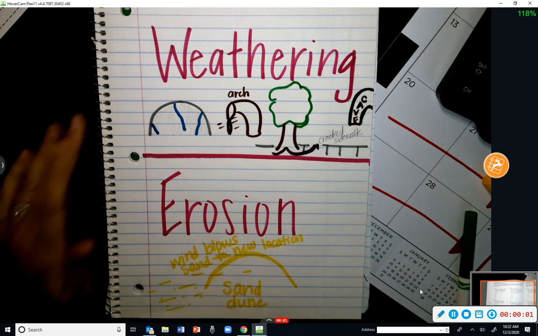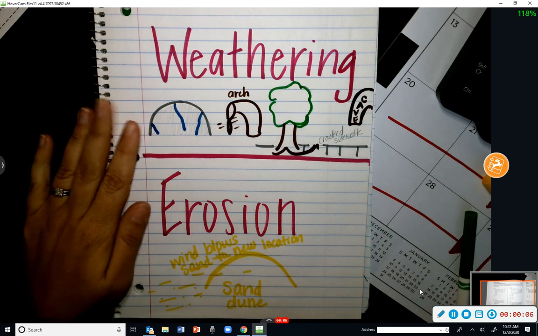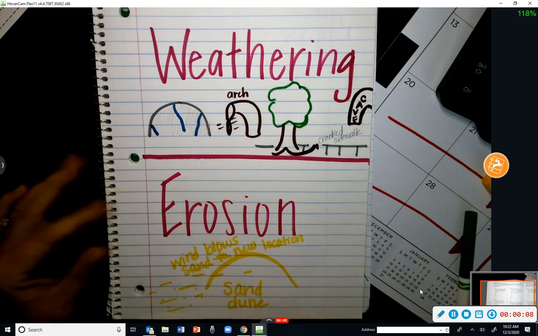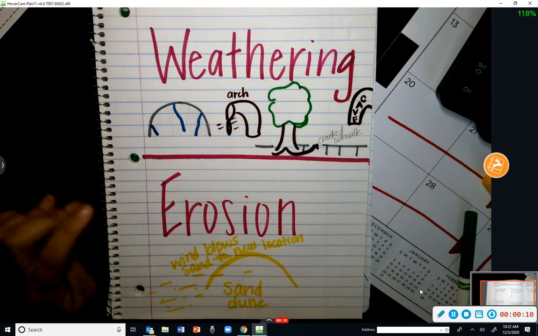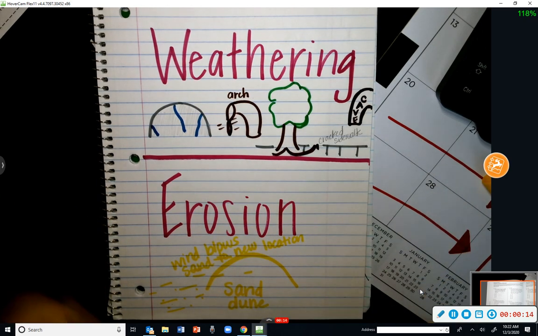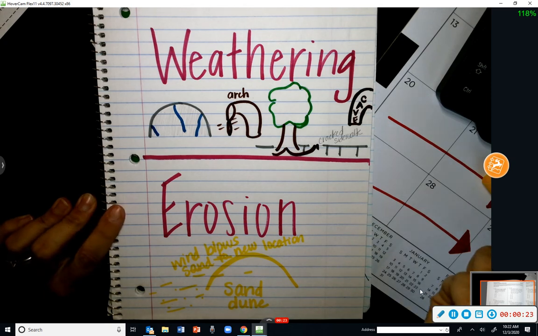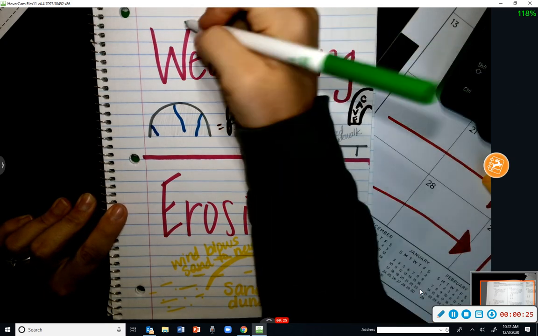Okay, so we're practicing more on weathering and erosion. You guys have done something similar to this in your journals. We wrote weathering and the definition, erosion and the definition. We drew pictures to go with it. So weathering, who can tell me a good definition for weathering? Allie? It breaks rocks. Good.